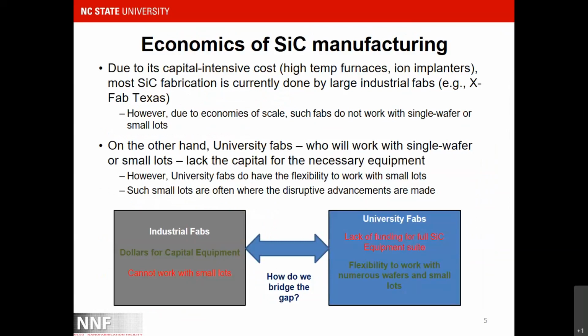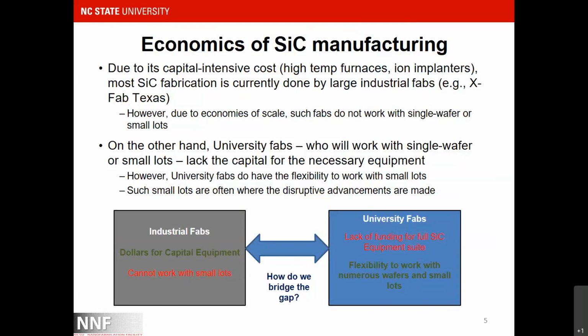Because in order to get the high temperature things, the ion implanters, the high temperature furnaces, all the other factors that you need for silicon carbide manufacturing, it's a highly capital intensive cost. So places like XFAB, places like Cree, places like Wolfspeed can put the millions upon millions of dollars into getting the equipment that they need. Universities, such as NC State or anywhere else, it's a little bit more difficult. Those of us who work at universities know that we can't just go out and buy an ion implanter on a whim. We can't just go out and buy an 1800 degree oxidation furnace or anneal furnace on a whim.